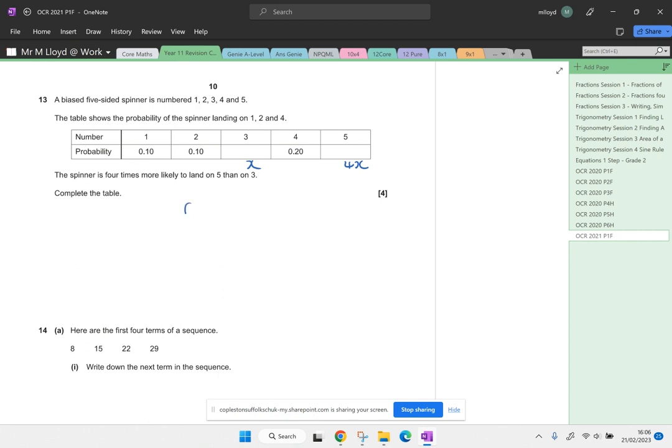So we've got 0.4 in the table, 0.1, 0.1, 0.2. That's going to be 0.6. 0.6 divided by 5 is 0.12. Therefore, that's 0.12, and this one will be 0.48.